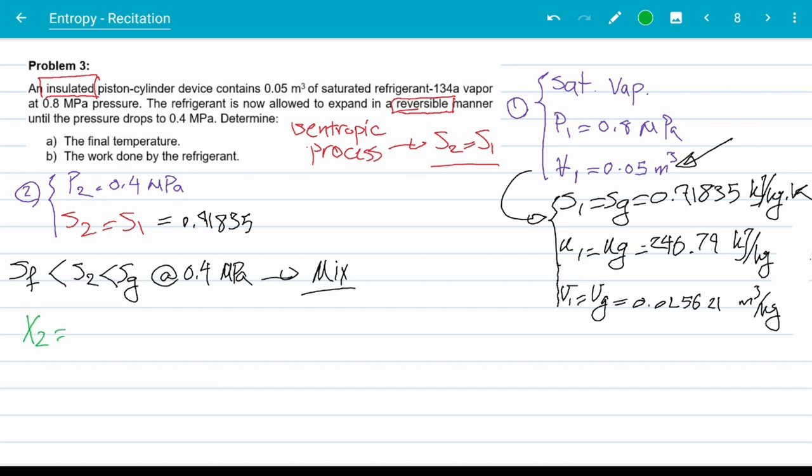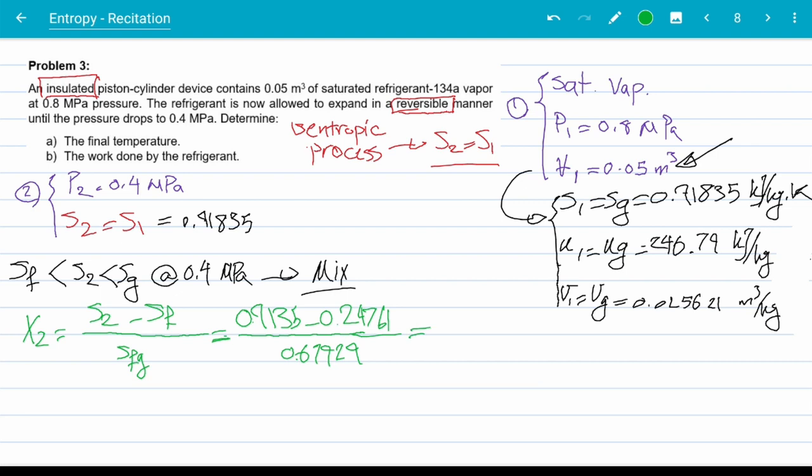Okay? So my next step is finding the quality at the final state. So quality is S2 minus SF over S of FG at 0.4 megapascals. Read the numbers from the tables and you get 0.9135 minus 0.24761 over 0.67929, which gives us 0.98.